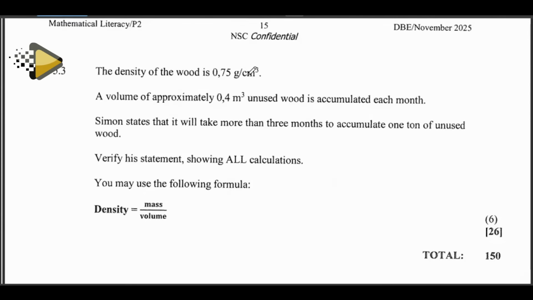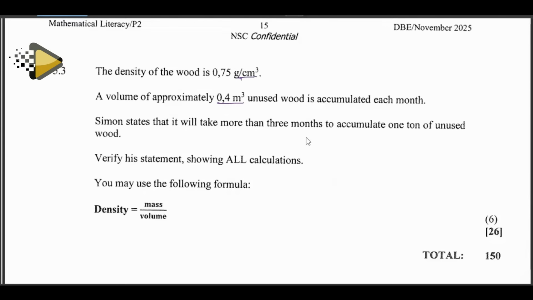the density of wood is 0.75 grams per centimeter cubed. The volume of approximately 0.4 meters cubed of unused wood is accumulated each month. Simon stated that it would be more than 3 months to accumulate 1 ton of unused wood. So first and foremost, we need to know the volume, so this is 0.4 meters cubed.